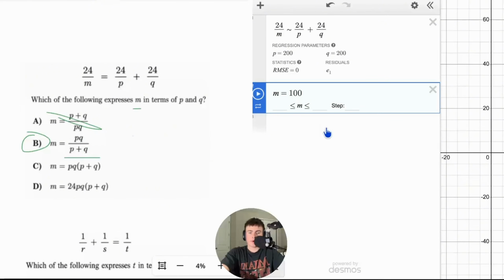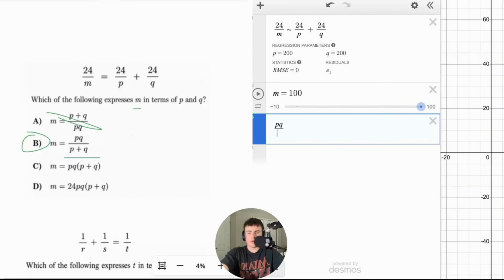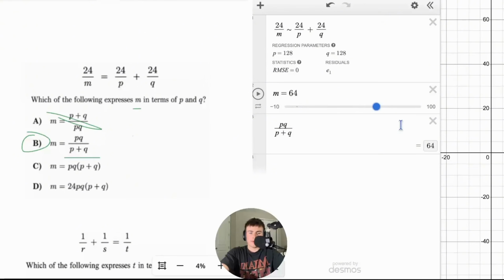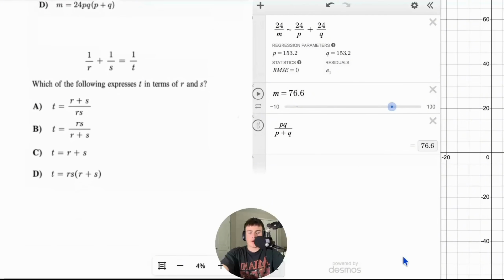And like I said before, it doesn't matter what number you pick. Let me show this to you. PQ over P plus Q. And as I drag it, this is going to match M regardless of what number I have. So it's equivalent. That's it. This is all you do. I do this every single time I see a question like this. It is just so free. It's so free. Next one, pause the video, try and solve this, and let's do it.